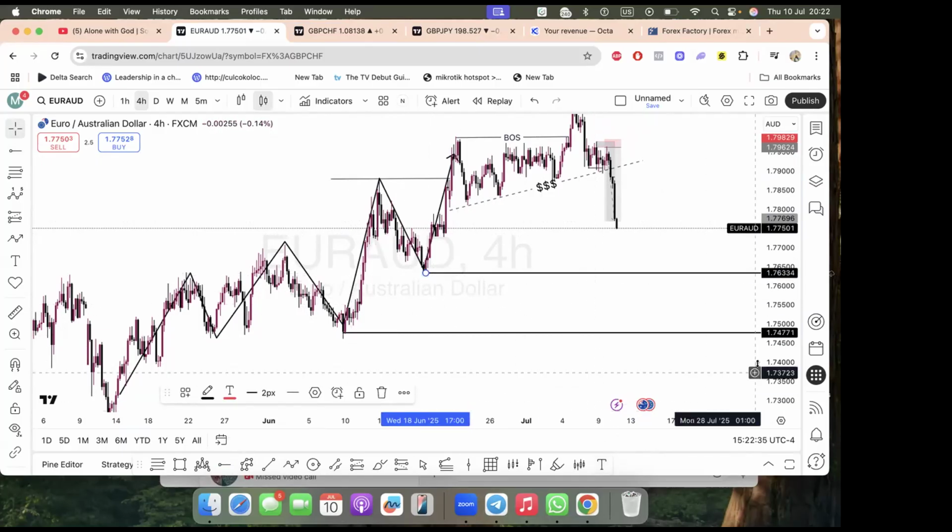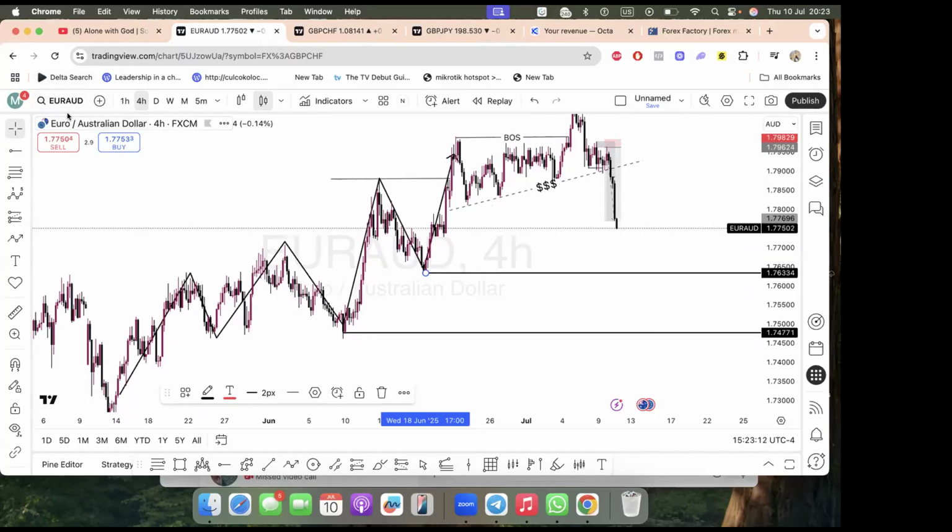Now, there's something I want you to also notice. I want you to understand TradingView. You see this side, this is where we see the price. This is EUR/AUD, the euro against the Australian dollar. So the AUD is the what? What part of the pair is this?